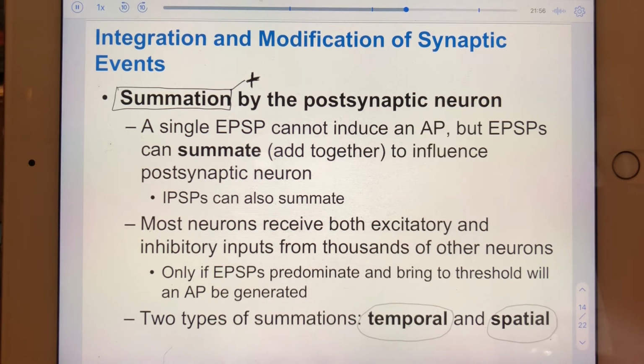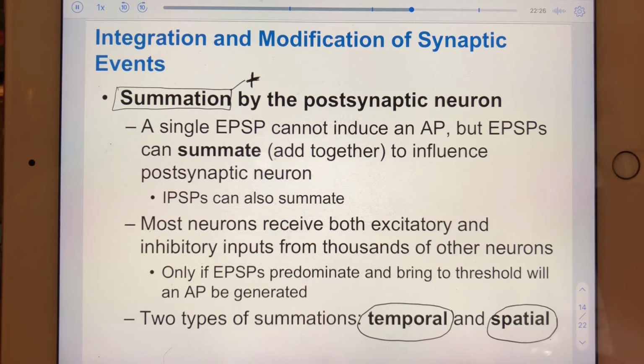Summation may be temporal, meaning we have two graded potentials occurring on the same postsynaptic neuron near each other in time, or they may be spatial: two or more graded potentials occurring on the same postsynaptic neuron, close together in space. Okay?